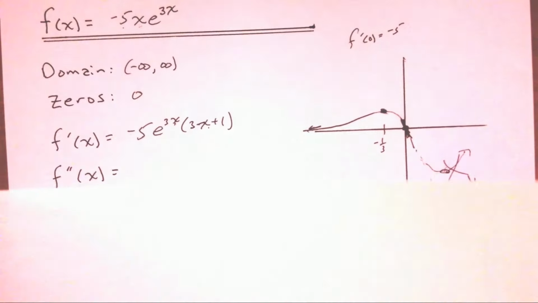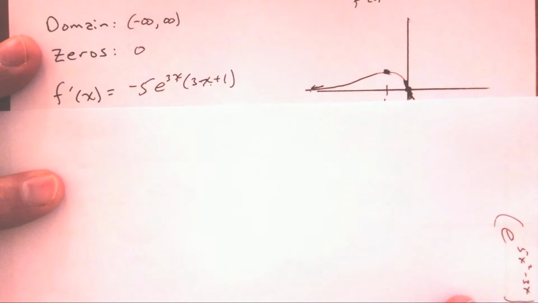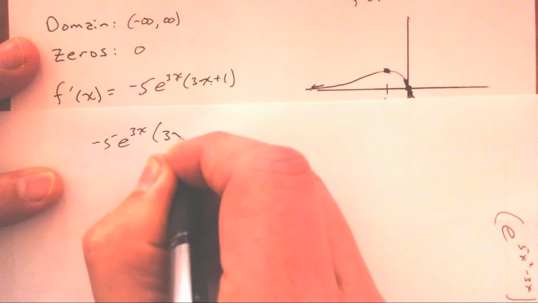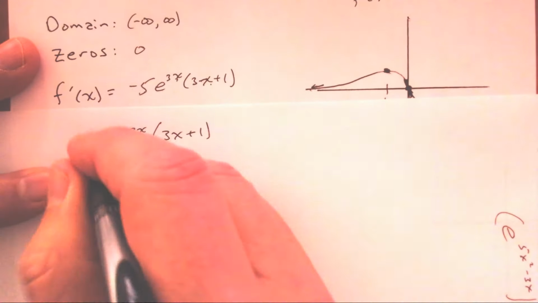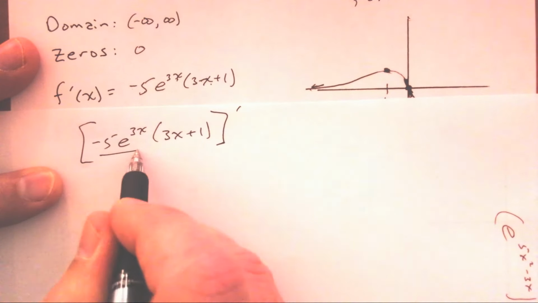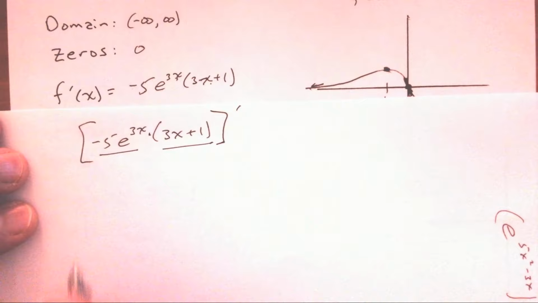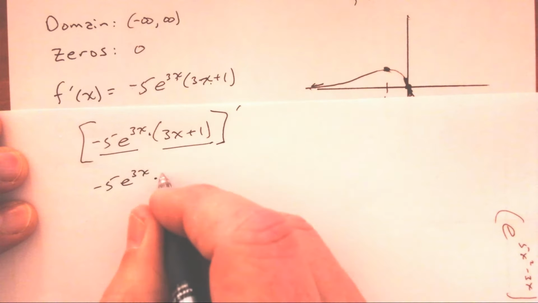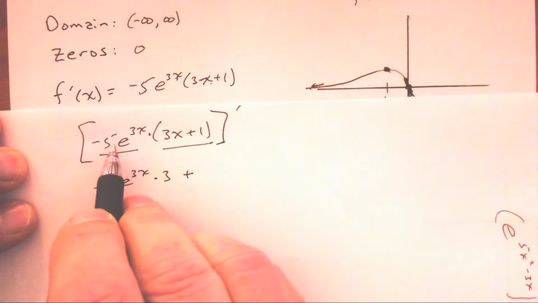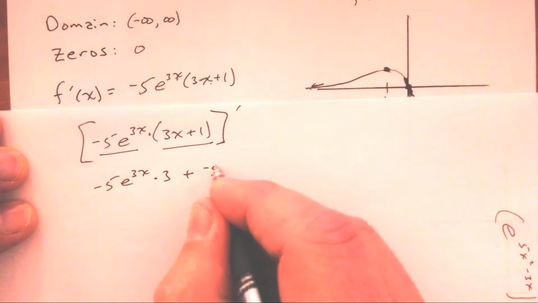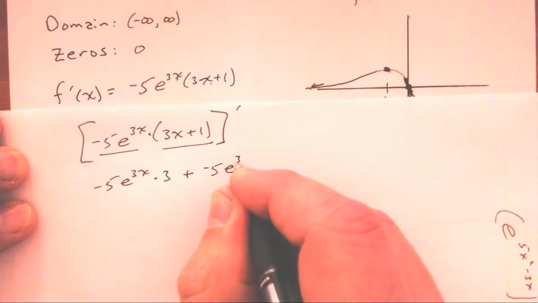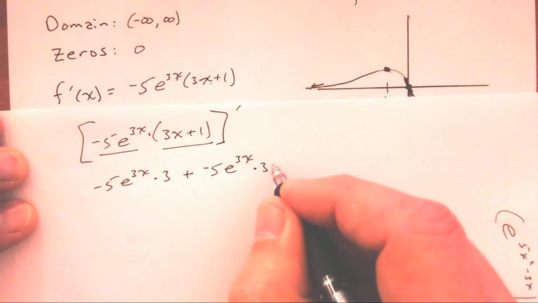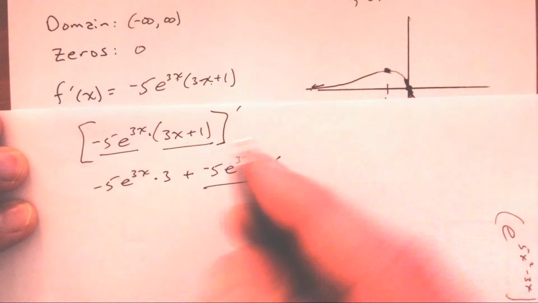Okay, we are set for the second derivative. So I'm ready to find the derivative of negative 5 e to the 3x times 3x plus 1. Once again, product rule. I want the plain old first function, negative 5 e to the 3x, times the derivative of the second, 3, plus the derivative of the first, negative 5 survives, e to the 3x, but times the derivative of 3x, times 3, derivative of first times the just plain second.